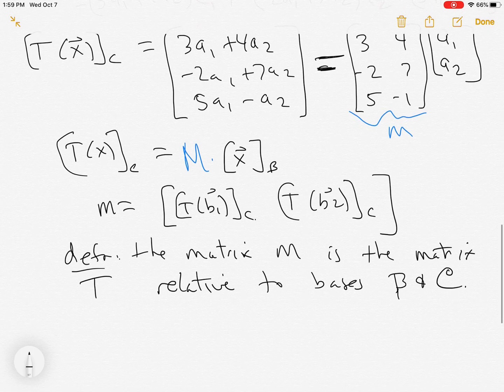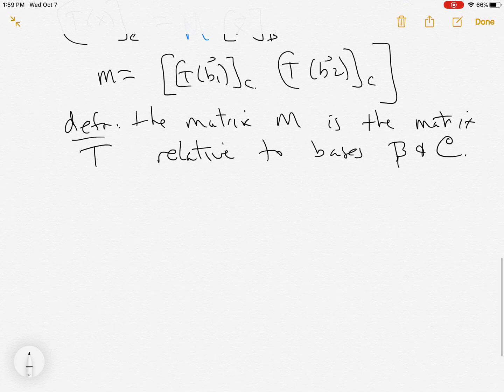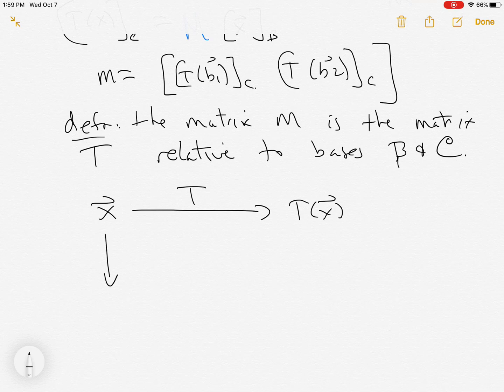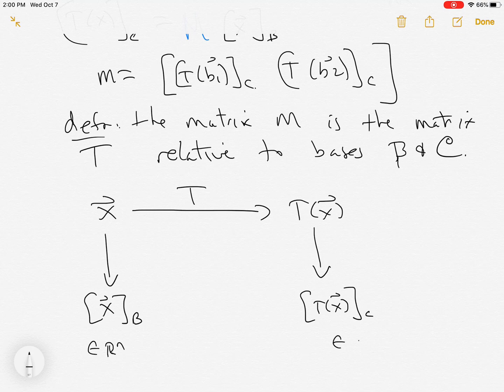All right, so this is a commutative diagram. We use these a lot in mathematics. So I start with X, and this sends us to T of X via T. X is projected down to this guy, T of X is projected down to this guy. And to generalize things, this is in Rn, and this is in Rm. And how do you get from here to here? Multiplication by M. So this is a commutative diagram.